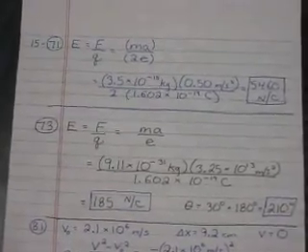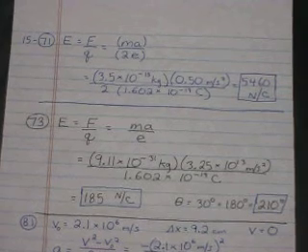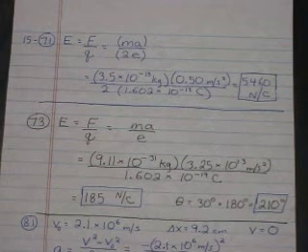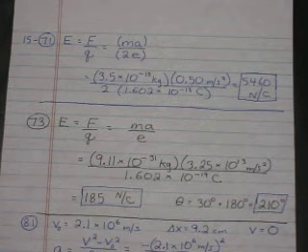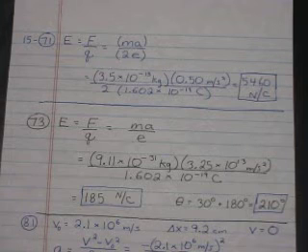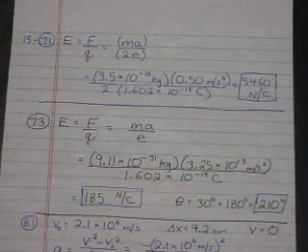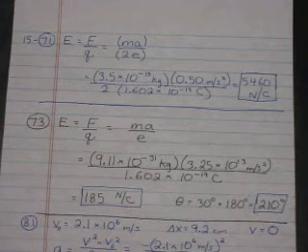Number 71. A small bit of photocopier toner. There's its mass. It carries a net charge of 2 times e. There's its acceleration. What is the magnitude of the electric field that causes that acceleration?